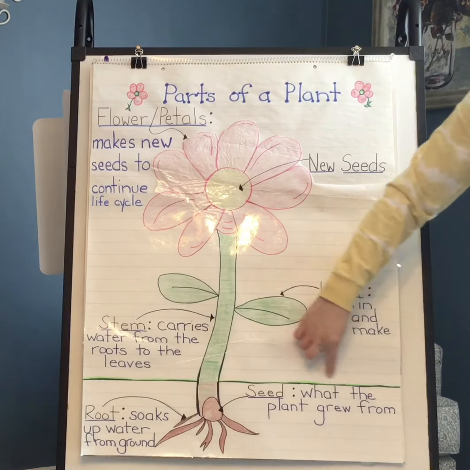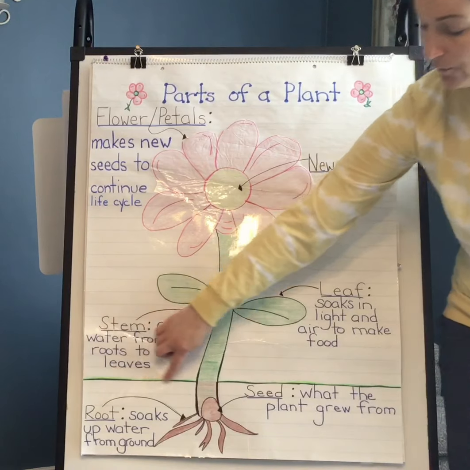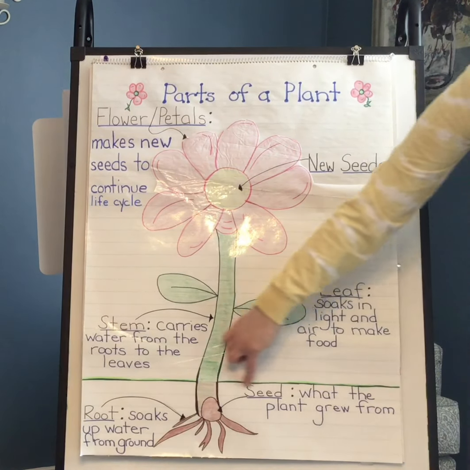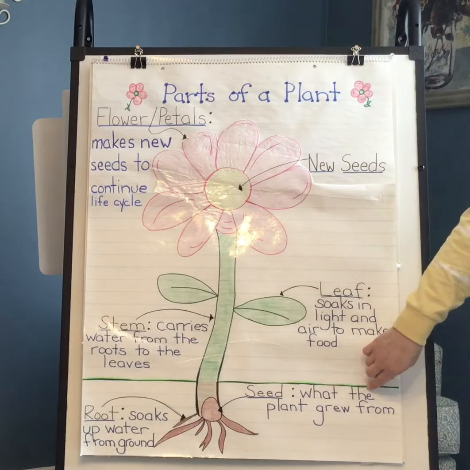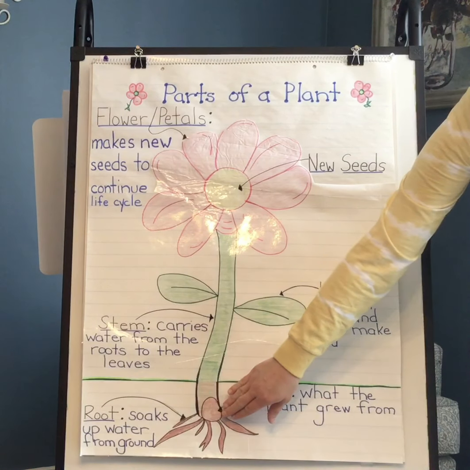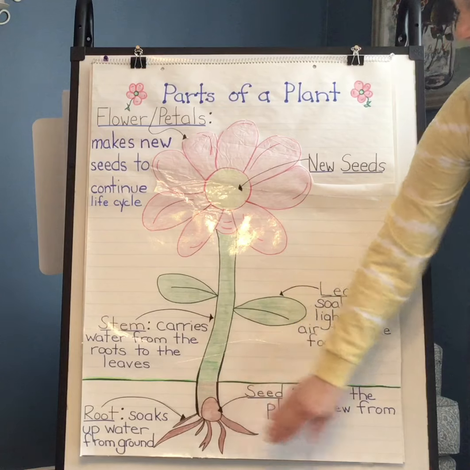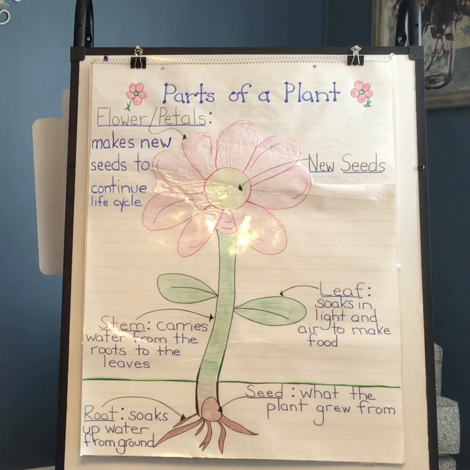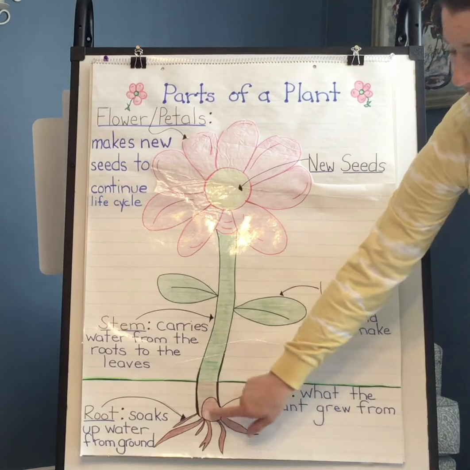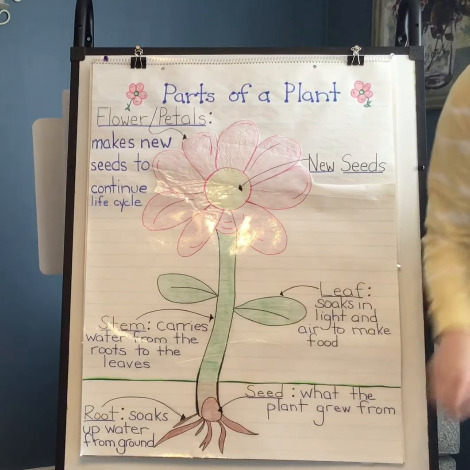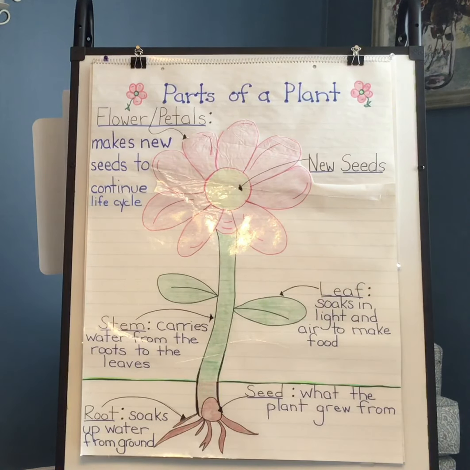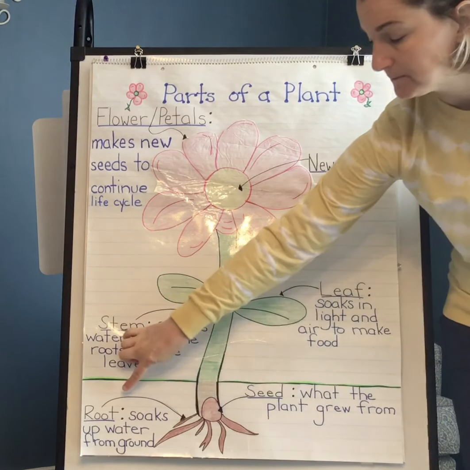And if you notice here, this is our grass line. This is the soil, the dirt, and the seed is planted and grows underneath the soil, underneath the dirt, the grass line. So the seed is what the plant grew from. Then you'll notice that we've got all of these things growing out, growing down and off of the seed. And those things are called roots.